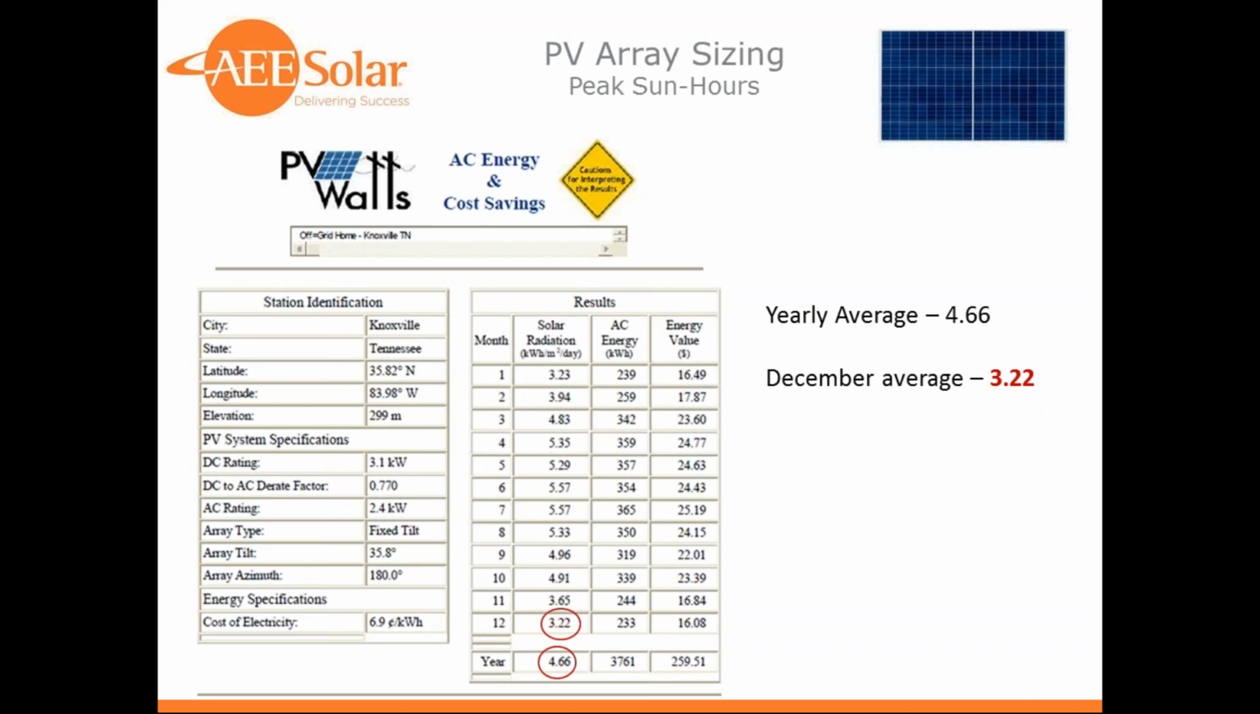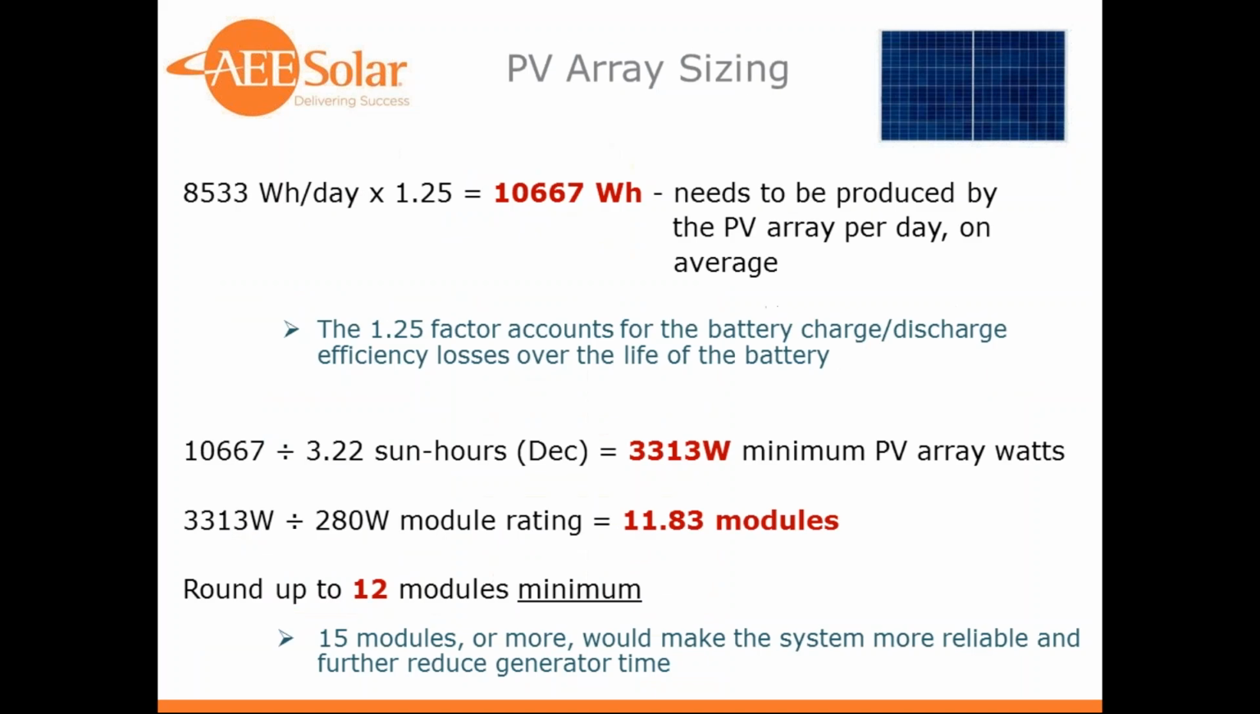So the lowest here is December, the 12th month, at 3.22, although January is not much different at 3.23. But those are the numbers that we really need to design a system for, not the yearly average of 4.66, which is what you would use for a grid tie system.